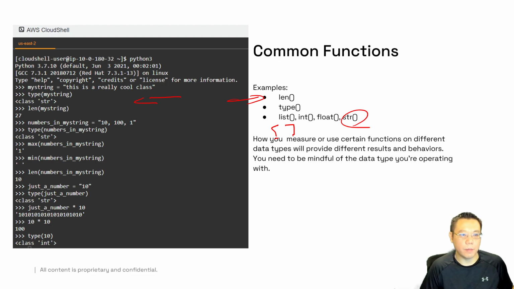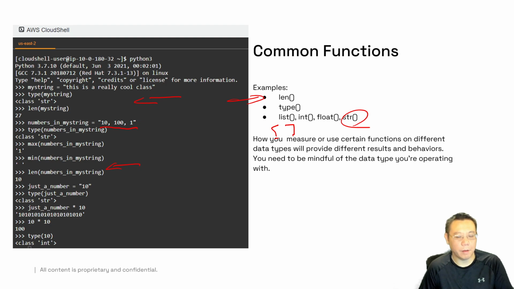Now, what about numbers in my string? Well, I can put numbers in there, sure. 10, 100, 1, and it's still a string. The length of my string is actually 10 characters, not because of the value 10, but because this is 10 characters long, including the spaces, right? Kind of a nice, tricky question for you.